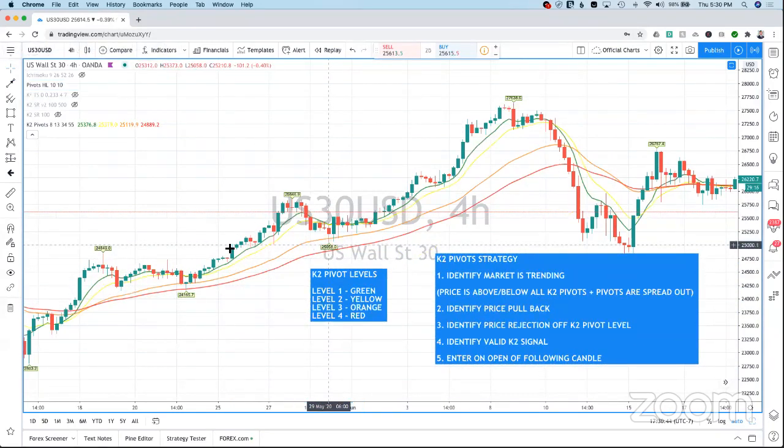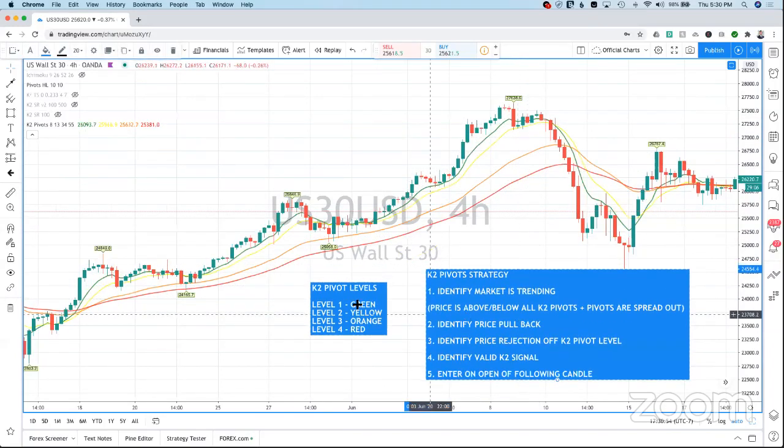But the pivot indicators are basically used to identify where price is going to be rejecting from. So you can see right here, price is trending up, came down, rejected, came up, came down, rejected, came up, came down, rejected, and came up. So that's one of the ways to apply it.